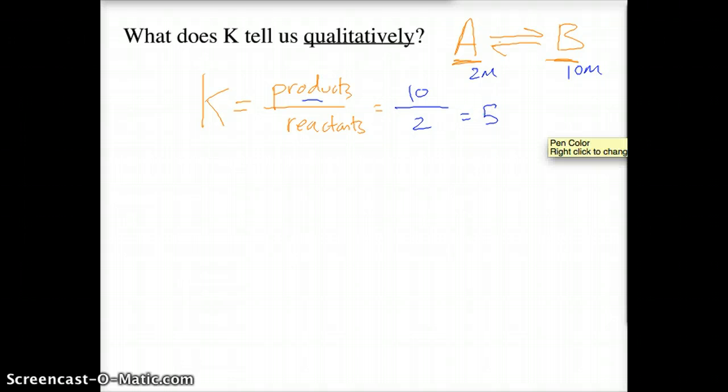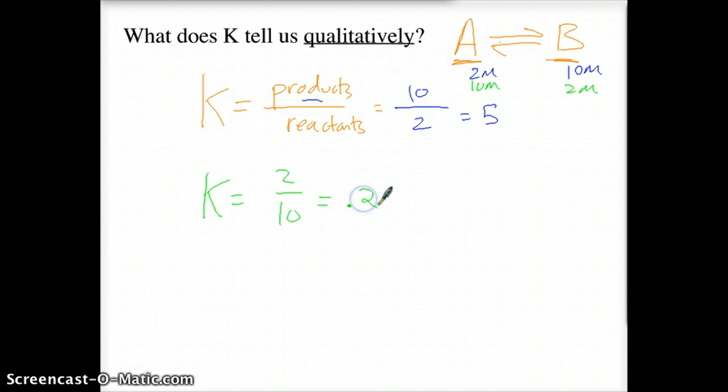Let's say we reversed it, where now you had 10 molar A and 2 molar B. Again, a different reaction, for example. Then K would be equal to 2 over 10, which is equal to 0.2. This is going to be very interesting for us because, as you can tell here, this value is bigger than 1, and this value is less than 1.